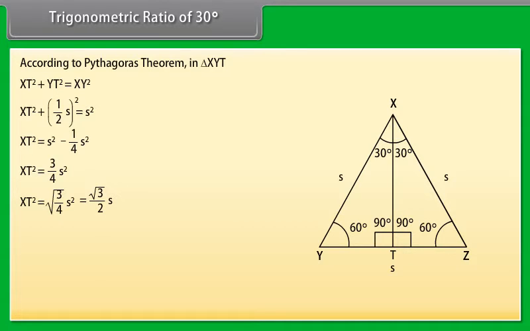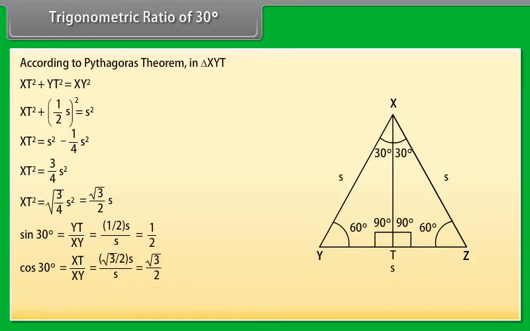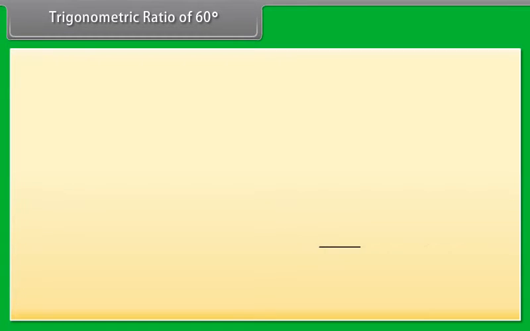According to Pythagoras theorem, in triangle XYT, XT square plus YT square is equal to XY square. By substituting the values, we get XT square plus 1 upon 2 S whole square equals S square. Now, by calculating it, we get XT square is equal to 3 upon 4 S square, so XT is equal to square root 3 upon 2S.